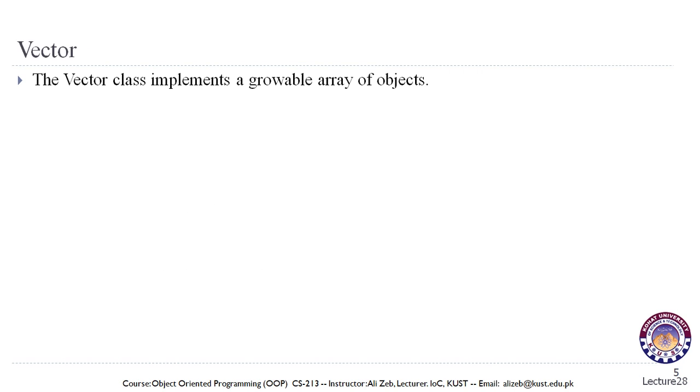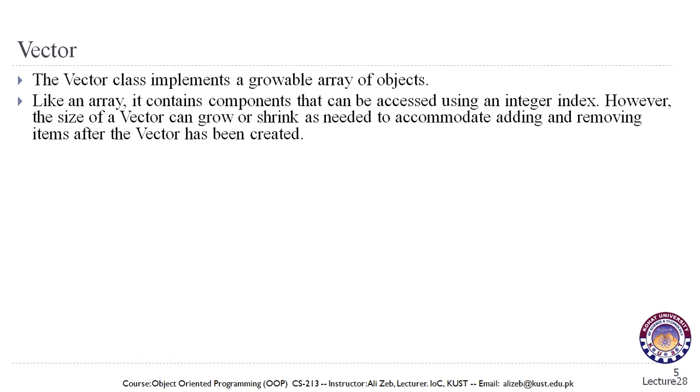Vector, for example: the vector class implements a growable array of objects. Like an array, it contains components that can be accessed using an integer index. However, the size of a vector can grow or shrink as needed to accommodate adding and removing items after the vector has been created. Unlike the array, we can add or remove items in our vector.